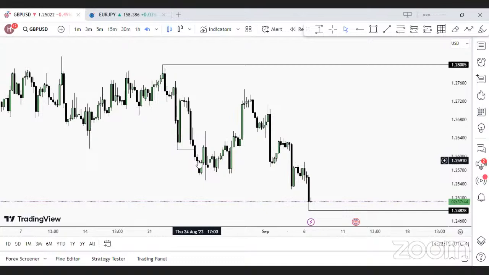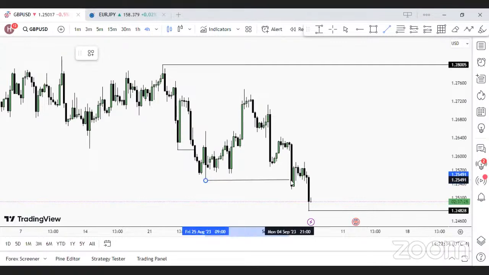We have a break of structure to the downside. Now we have another break of structure here, because after this was created, the market came down, tried to go up around this area before it came down again. So we have another break of structure on this area.